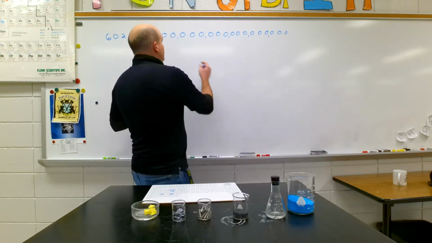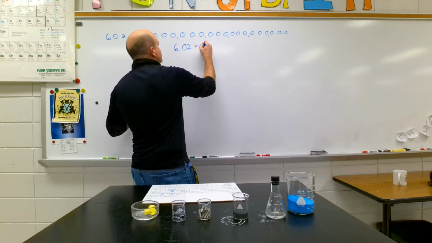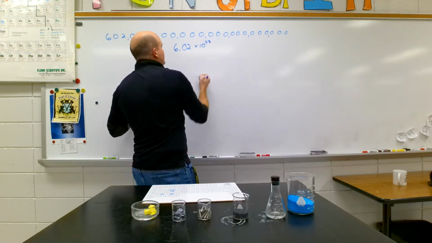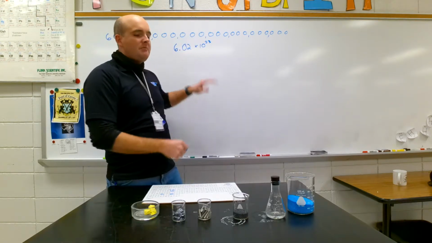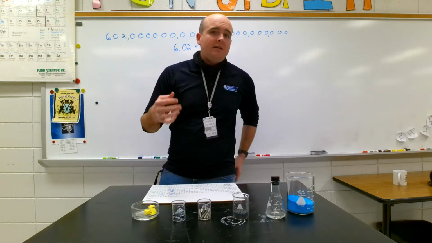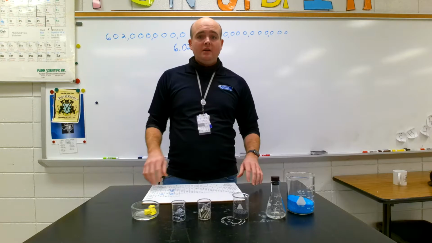So we will abbreviate this a lot as 6.02 times 10 to the 23rd. Okay? And so I'll remember that. We'll come back to that in just a second. But we'll use that a lot. That's how many particles or how many things are in a mole.